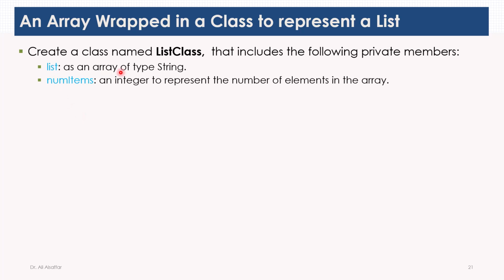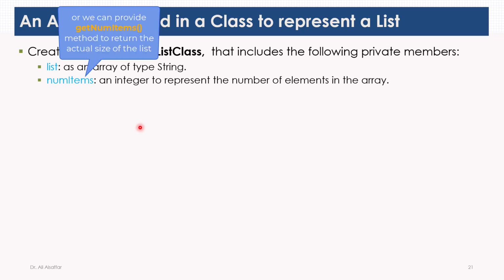So the list, which is an array of type string, and the number of items, which is an integer, we are going to define them as a private data member. And we are not going to provide any setters and getters for these data members. Why? Because we want the class to take control of these data members, not any user of the class, which is an object that can change their values. Therefore, we can say that the array and the associated variable that represents the actual size of the array are managed only by the wrapped class.